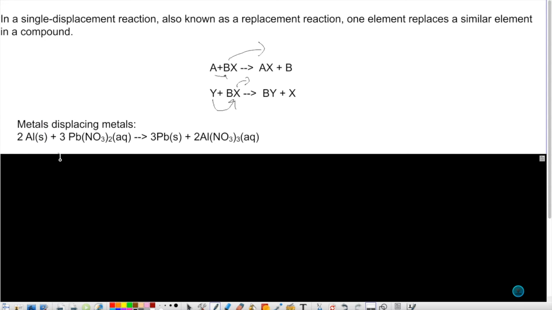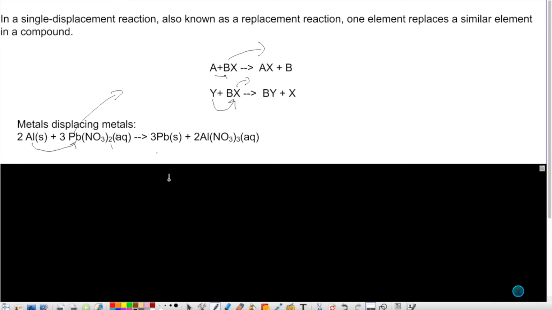Al plus, so this is solid aluminum, plus lead 2 nitrate reacts to form lead plus aluminum nitrate. So the aluminum is coming into this ionic compound and it's kicking the lead out. Lead just goes by itself, forms solid lead. Okay? So that means that aluminum nitrate is going to be the ionic compound and lead's just going to be by itself.